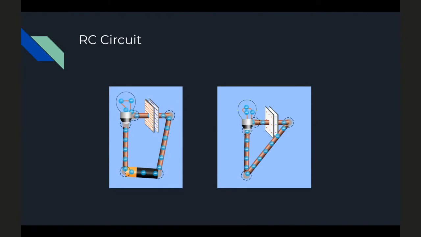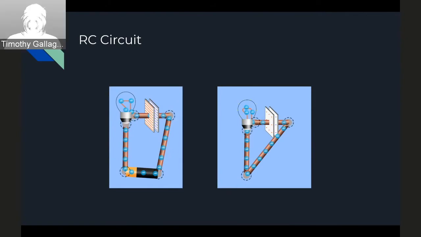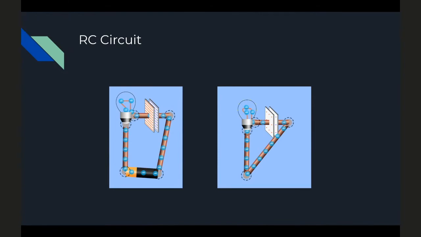Moving on to RC circuits, on the left we have a capacitor charging, and on the right we have a capacitor discharging when the battery is removed. We will measure the time of discharge and charging for the capacitor with a light bulb of 10 and 20 ohms.